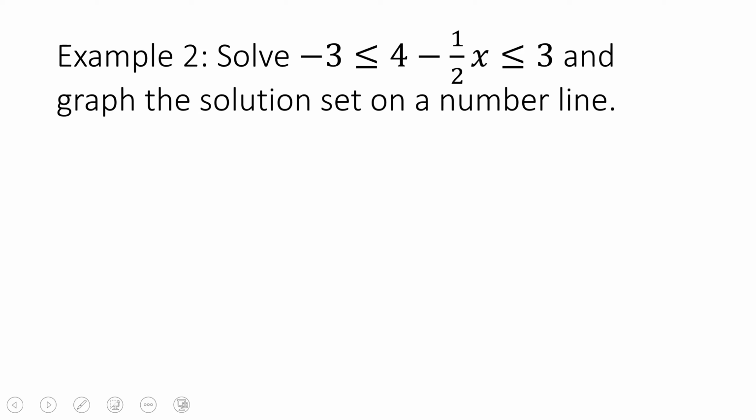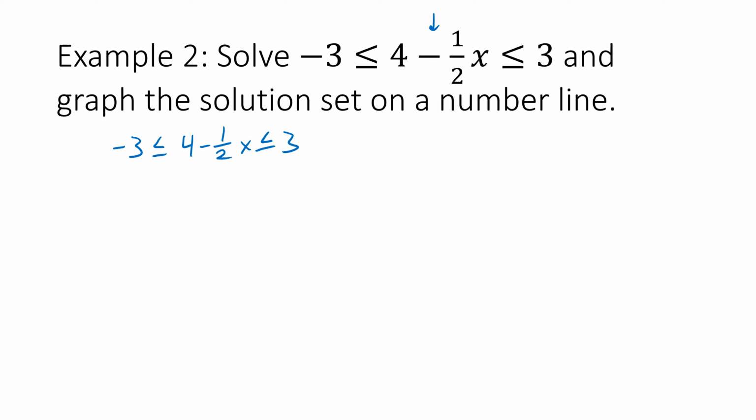Next problem. Sometimes you will see problems that I like to call in-betweeners. We have a situation here where I'm reading negative 3 is less than or equal to 4 minus 1/2 x is less than or equal to 3. So there are 3 parts to this equation. Basically, they're telling me that the 4 minus 1/2 x is in between the negative 3 and the 3. To solve these, there's a very easy trick. You think of it like a 3-sided equation. So let me recopy it real quick. Since it's a 3-sided equation, whatever I do to the middle, I need to do to all 3 sides.